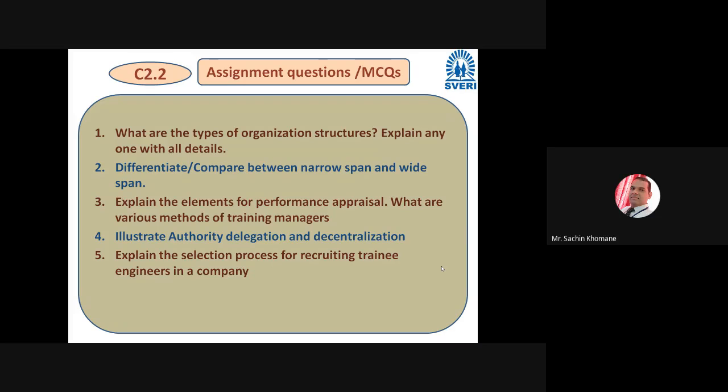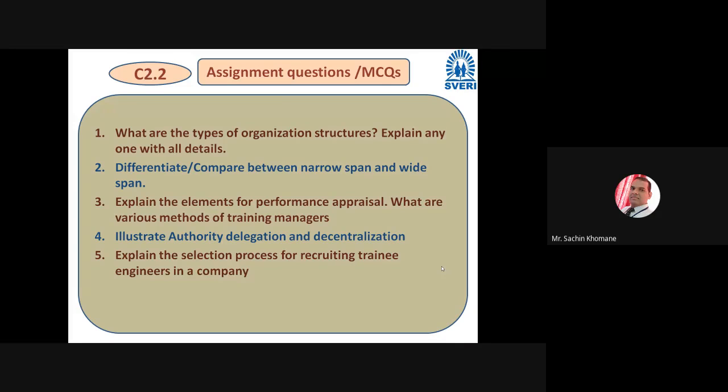Then next, explain the elements of performance appraisal. For appraising the employee's performance, certain elements need to be considered, that you have to explain. Okay. And the next part in this question: what are the various methods of training managers? For training the manager, there is a certain procedure we need to follow. Okay. That you have to explain.